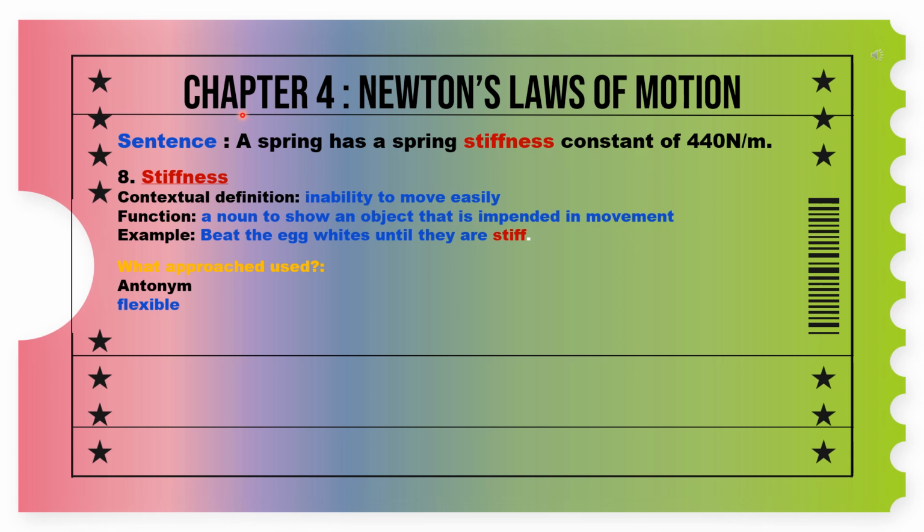Chapter 4, Newton's Laws of Motion. The sentence is, a spring has a spring stiffness constant of 414 newton per meter. What is the contextual definition of stiffness? It is the inability to move easily. The function is a noun to show an object that is impeded in movement. For the example, beat the egg whites until they are stiff. The antonym is flexible.